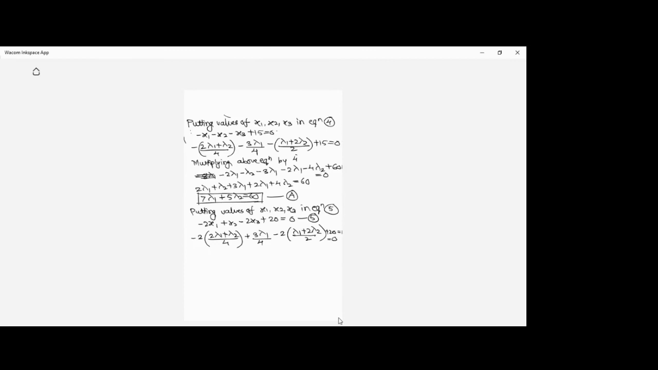Right? So what we can do is we can again multiply the same equation by 4, and what we can get is minus 4 lambda 1 minus 2 lambda 2 plus 3 lambda 1.